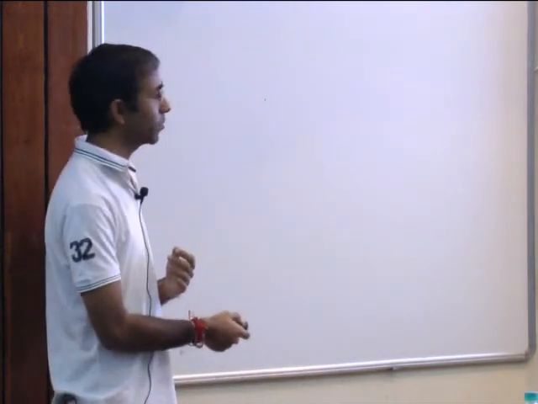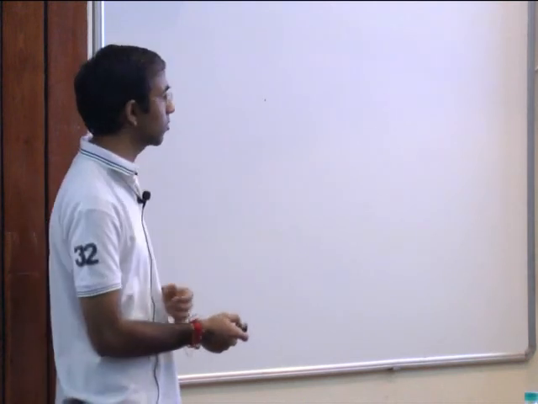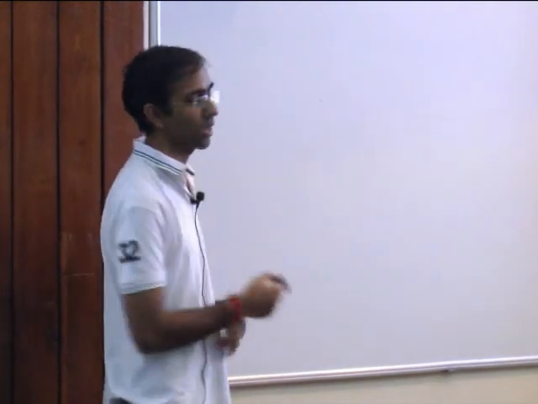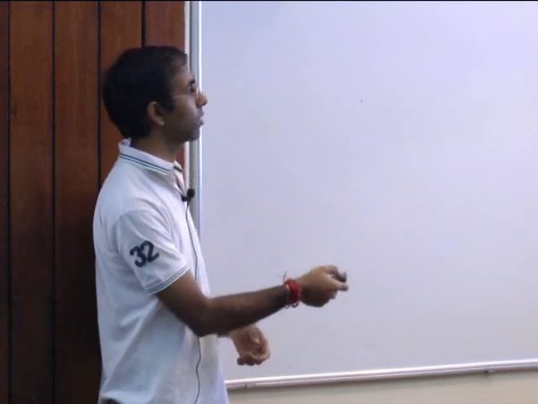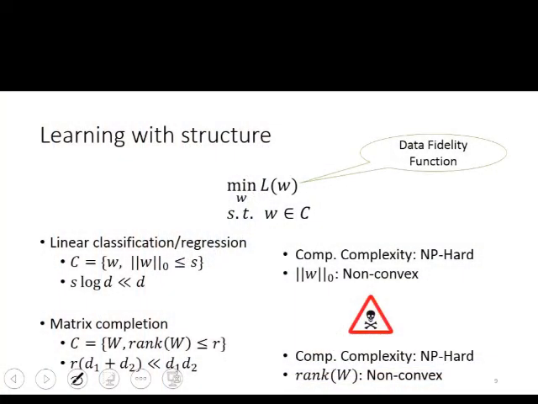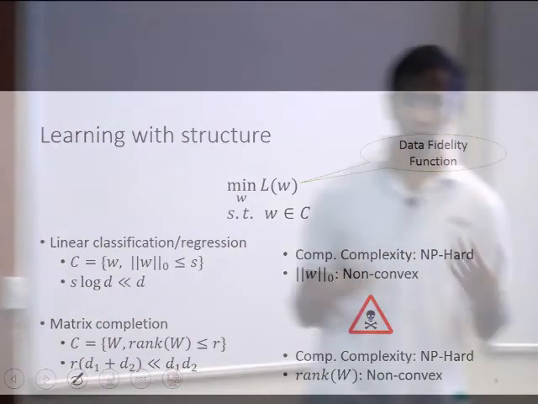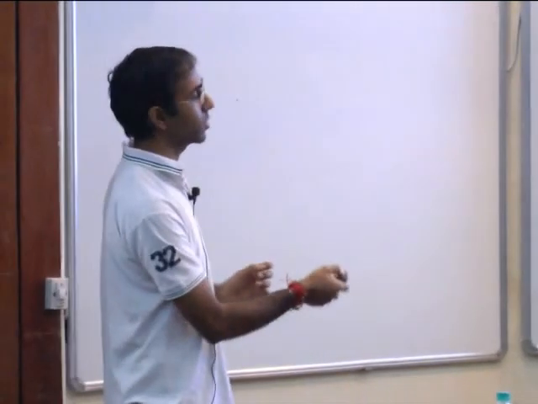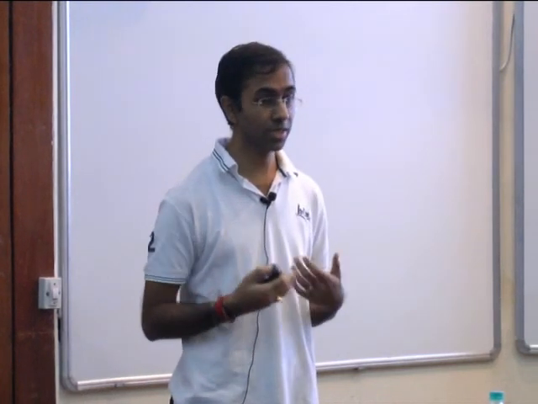And similarly in the matrix completion or recommendation system problem, set C is the set of all matrices whose rank is bounded by R. Now you have to solve this problem for certain loss functions. And that's where the main challenge comes in, because by imposing the structural assumption, you made life very easy in terms of statistical efficiency, but finding these W parameters becomes much harder. In fact, in general, they become NP hard.